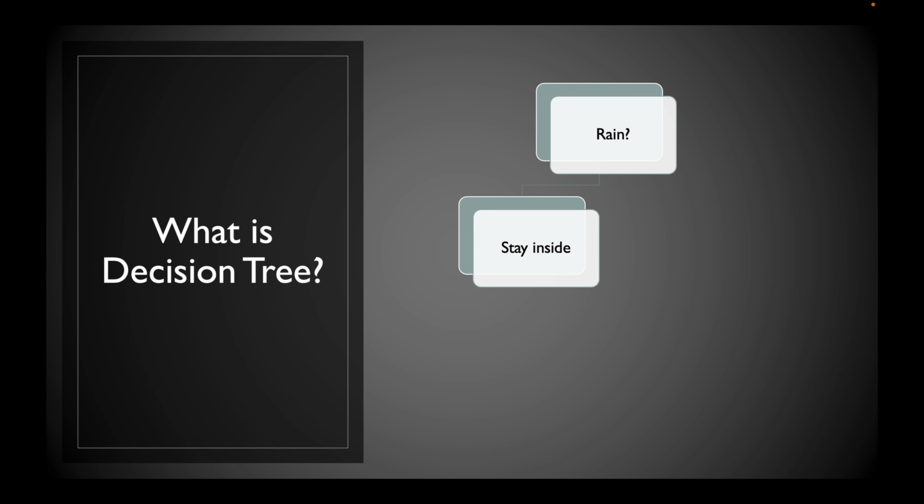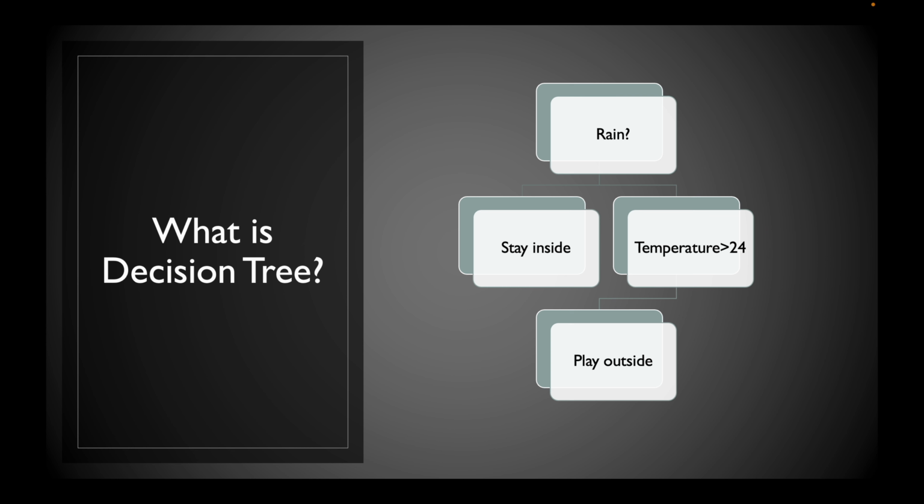Let's see its example. Imagine a scenario where we are deciding whether to play outside or not. So first we might ask, is it raining? If yes, then stay inside. If no, then we may check another condition like temperature. So if temperature is greater than 24 degree, then play outside. Otherwise, stay inside. Therefore, this is how a decision tree works, by asking questions and splitting the data step by step.